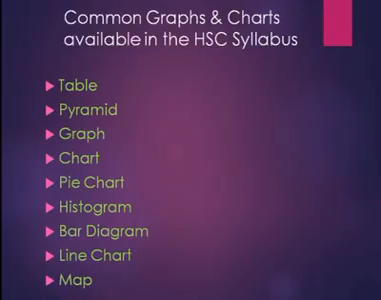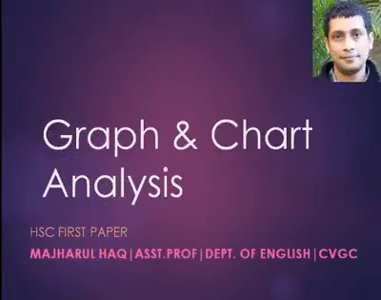So before I go to the deeper part of this analysis, I would like to let you know that there are different types of graphs and charts that are given in the question paper. Let's have a look at them. First one is table, pyramid, graph, chart, pie chart, histogram, bar diagram, line chart, and map. So these are the items that will be given in your question paper. But for time constraint, I would like to discuss only those areas which are very much applicable and suitable for your exam. Let's have a look at this.